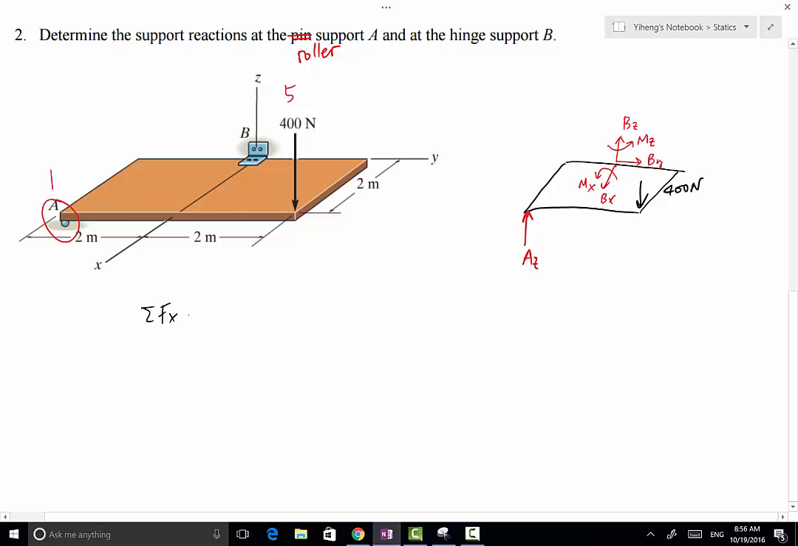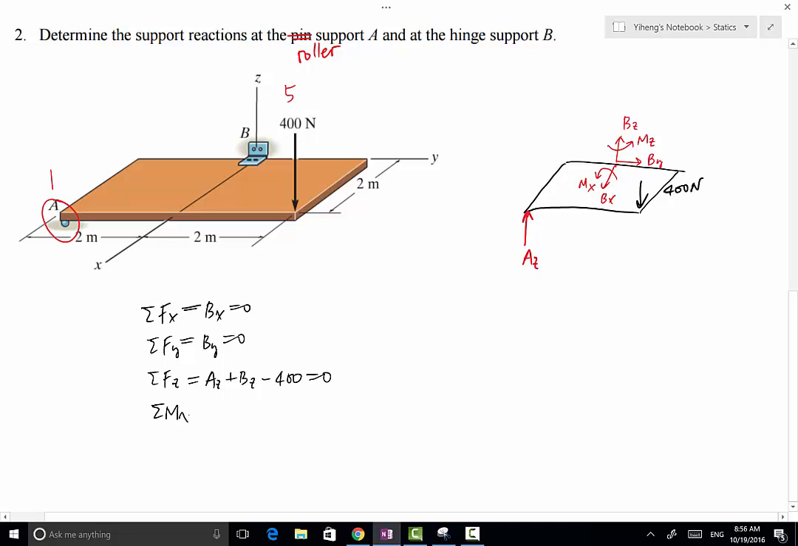Resultant force along the x direction equals bx, and that is 0. Resultant force along the y direction equals by, and that is also 0. Resultant force along the z direction equals az plus bz, and we have the 400 Newton force vertical down, and that equals 0.